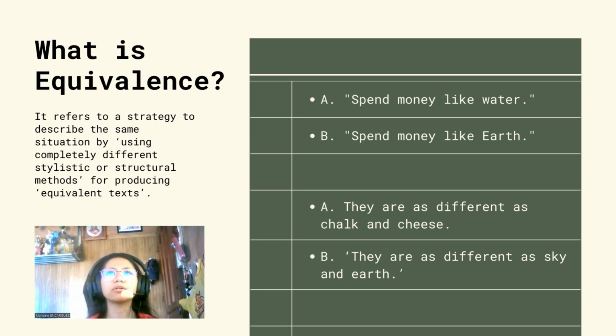Spend money like water. Hujin rutu. Spend money like earth. They are as different as chalk and cheese. Tamen yuji tiangrang jibi. They are as different as sky and earth.